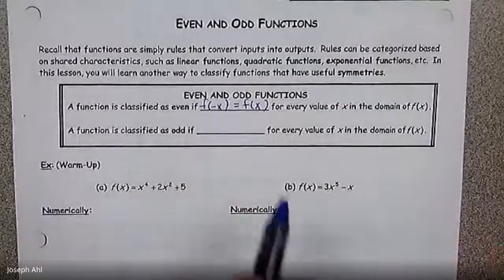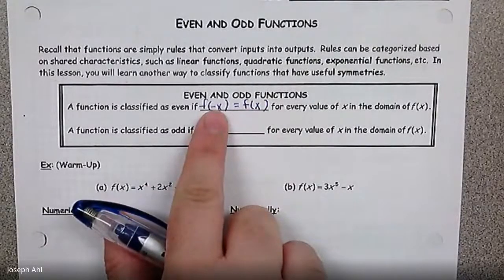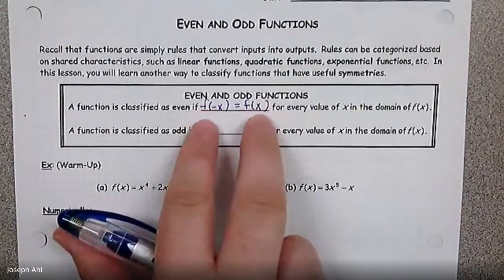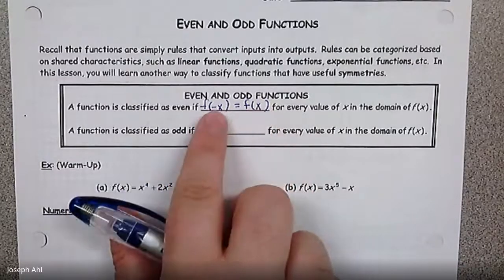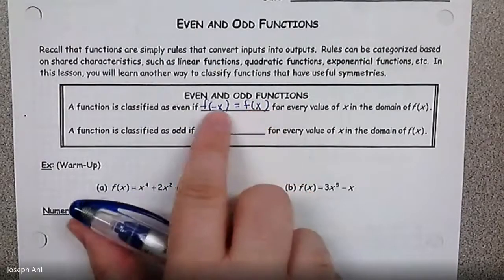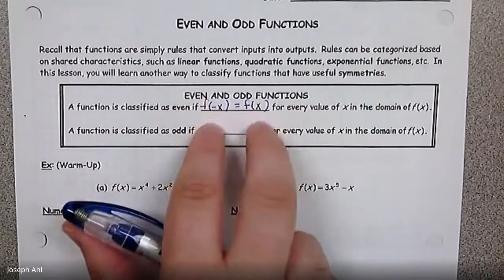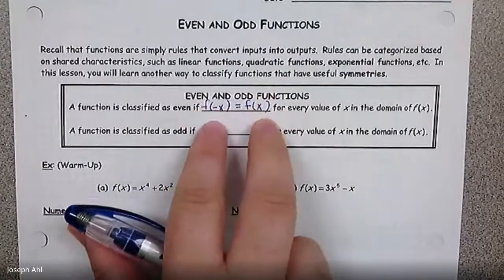So essentially what this means is if I plug in x or I plug in negative x to the function, that the output y values are the same. So for f of x and for f of negative x, if those are in fact equal, it shouldn't matter if I plug in 2 or negative 2 to the function, the y values will be the same. If I plug in 7 or negative 7, the y values will match.